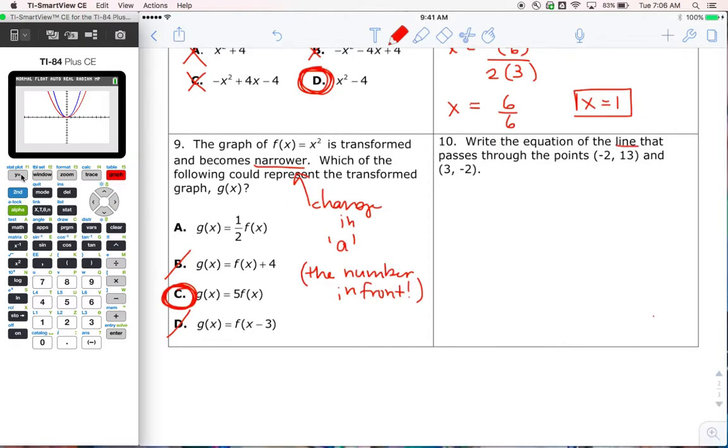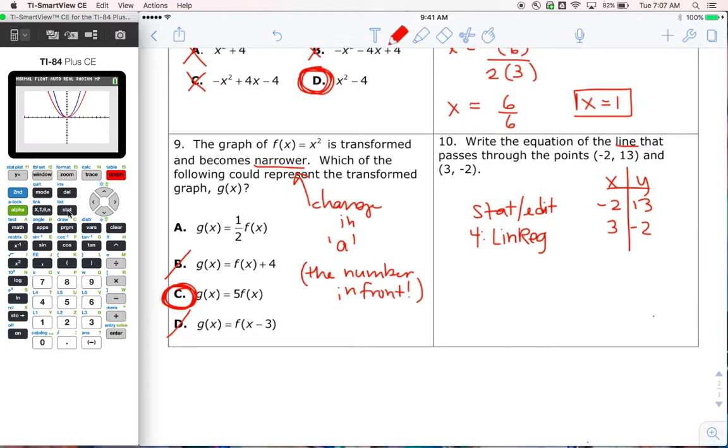Okay, finally, write an equation that passes through the points (-2, 13) and (3, -2). So it's a line. Y'all make a table for this. Makes your life a billion times easier. I've got (-2, 13) and (3, -2), and I'm just going to do stat edit. I'm going to choose option 4, which we haven't used in a little while, which is LinReg, not QuadReg, because we've got linear.